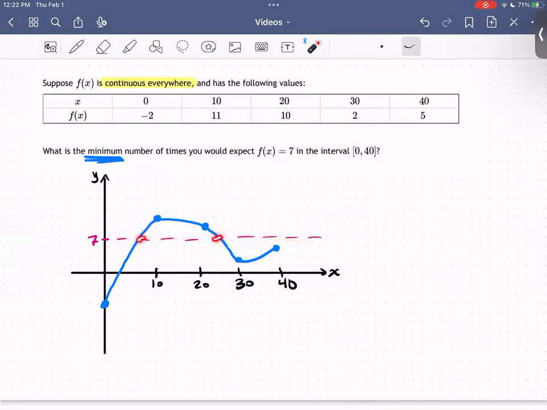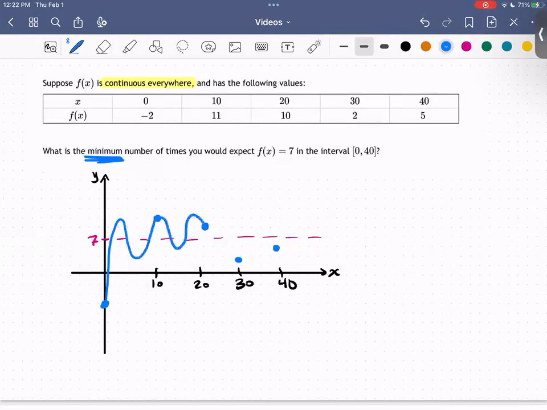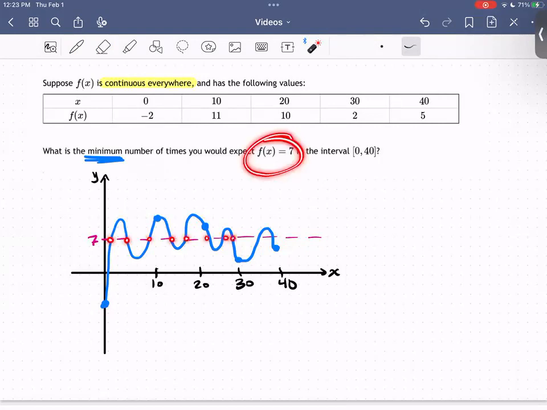7 at 2 places. Now, the reason that they ask what's the minimum number of times is because this function could have done something weird. It could have done something like this and crossed a bunch of times and still gone through all the points we were told, right? So this graph that I drew has f of x equals 7 at 1, 2, 3, 4, 5, 6, 7, 8, 9, 10 points. So a bunch of points. But we don't know that the function does that.